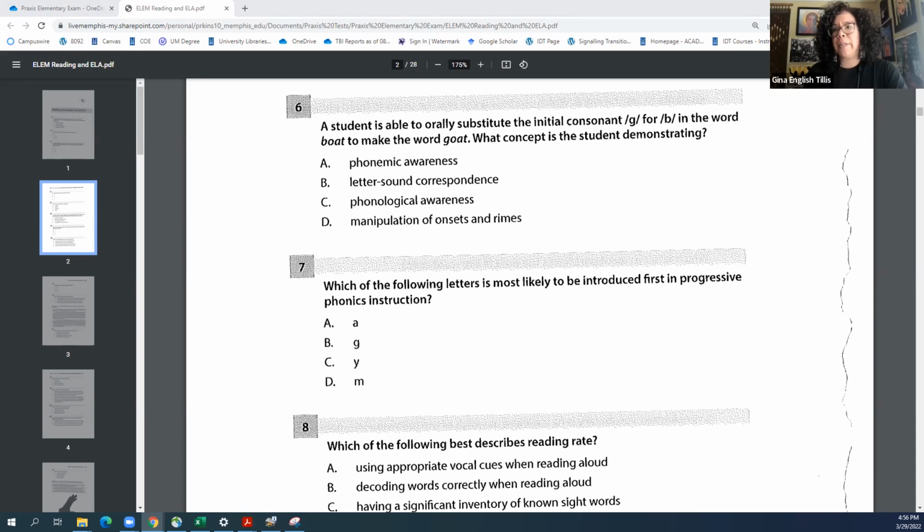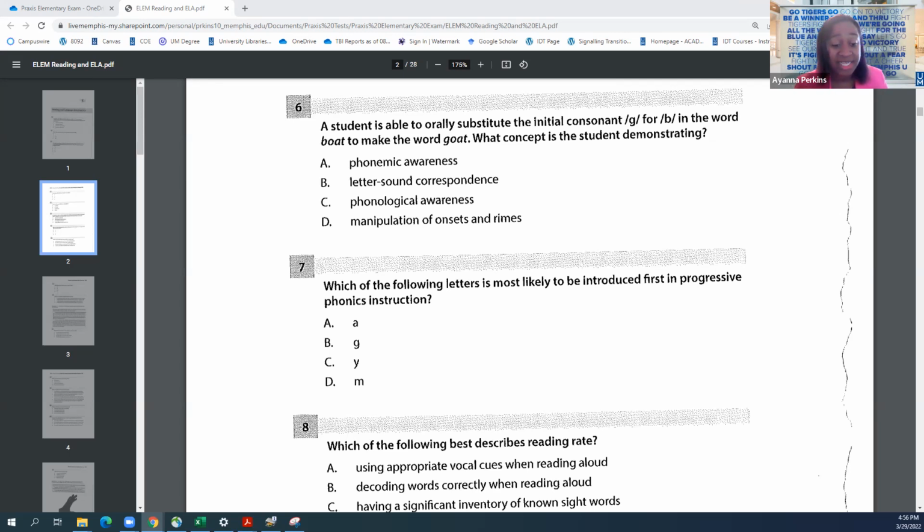I did the same thing too, but let me check with Ayanna. Ayanna, are we good on this one? Is it D? So it's A, phonemic awareness. That's really what we've been talking about, the phonological and the phonemic awareness, and that's referring to phonics. So just being able to manipulate those words.